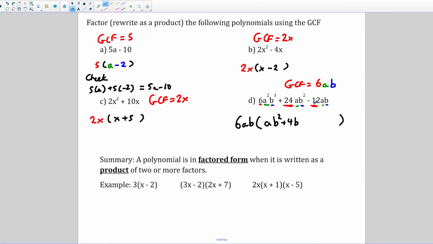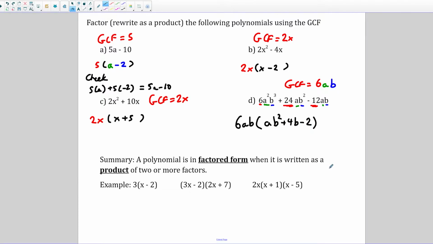Last but not least, negative 12 divided by 6 gives me a negative 2. A divided by a gives me a 1, and b divided by b gives me a 1. So I can go ahead and pull this bracket a little bit closer to give me a factored form of 6ab times ab squared plus 4b minus 2.